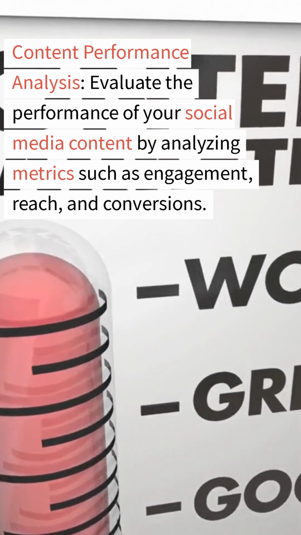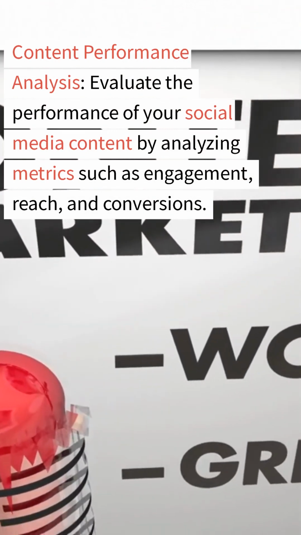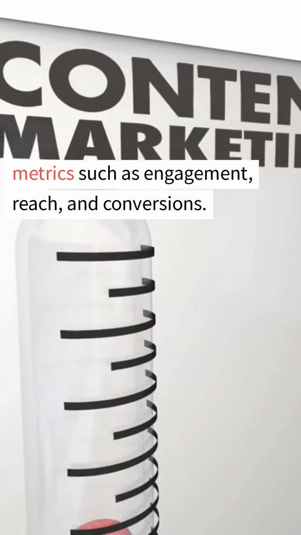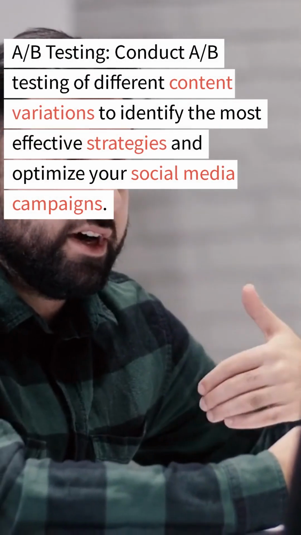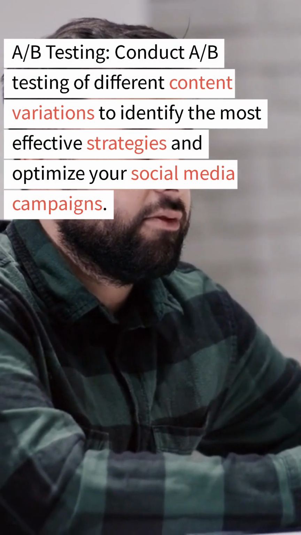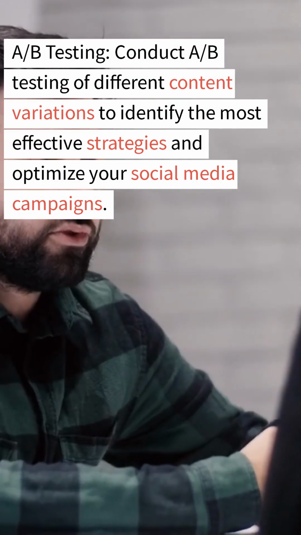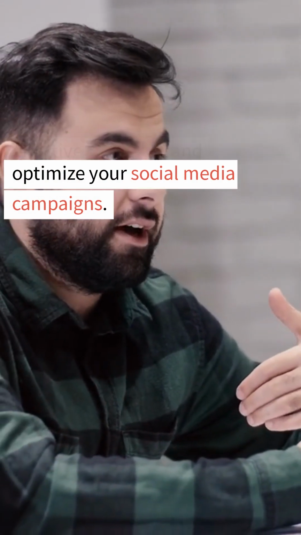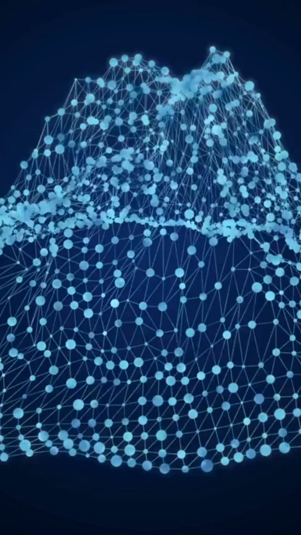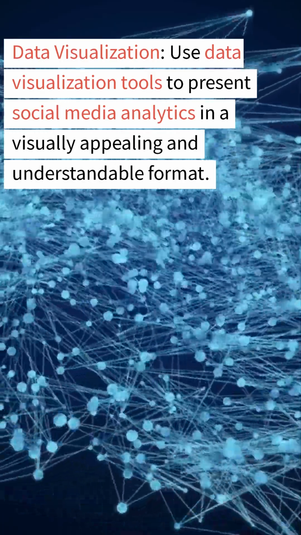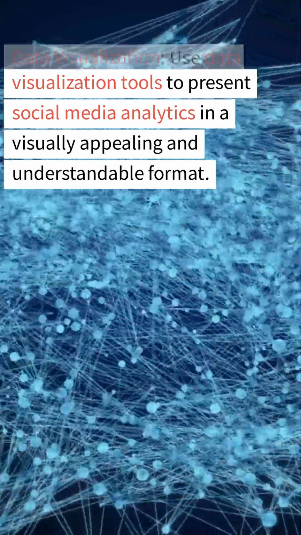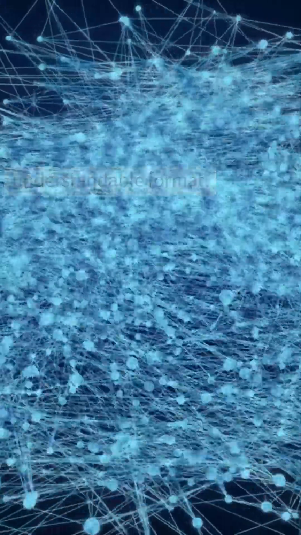10. Content performance analysis. Evaluate the performance of your social media content by analyzing metrics such as engagement, reach, and conversions. 11. A/B testing. Conduct A/B testing of different content variations to identify the most effective strategies and optimize your social media campaigns. 12. Data visualization. Use data visualization tools to present social media analytics in a visually appealing and understandable format.